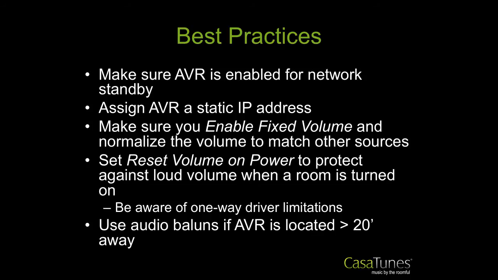The third point, as we discussed previously, is to make sure that you enable the fixed volume output for the zone, and that you normalize the volume so that it matches the other sources. As you switch between sources on the AV receiver, you don't want a lot of volume level shifting going on. You can do this by setting the volume level on the fixed volume output.